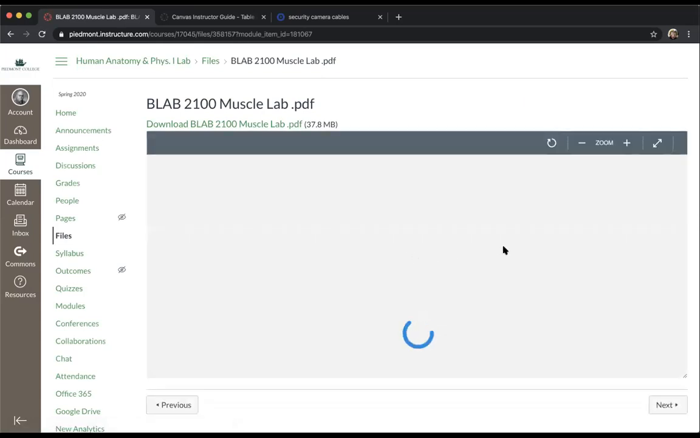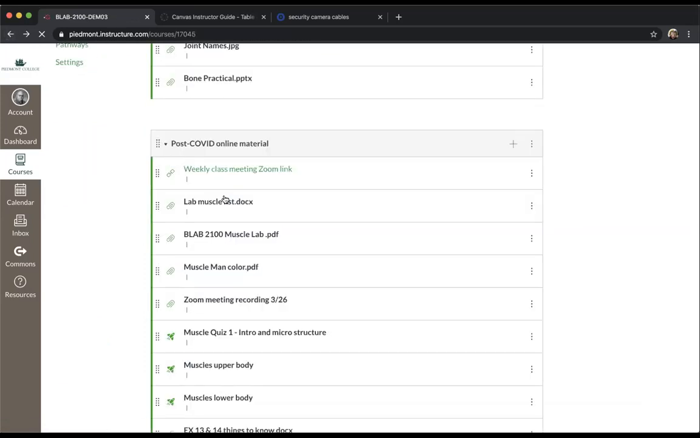The other thing with muscles that I don't think I actually had much of on the quiz, but that I know is on the practical, is structure, like microstructure of the muscles, structure of the sarcomere and things like that. Good grief, it's taking forever to load. I can get this quicker from my hard drive.